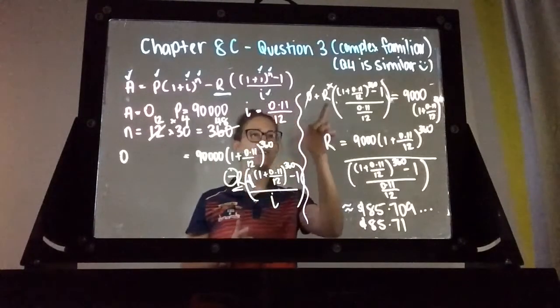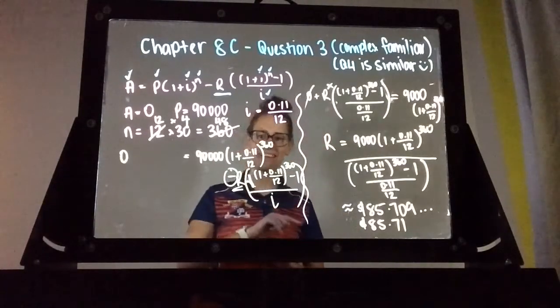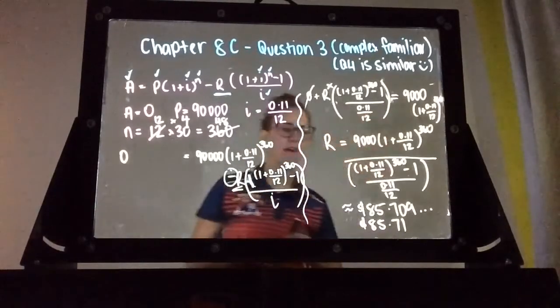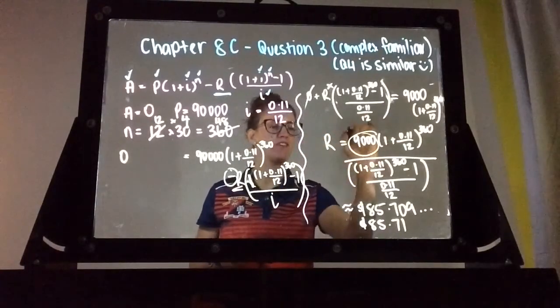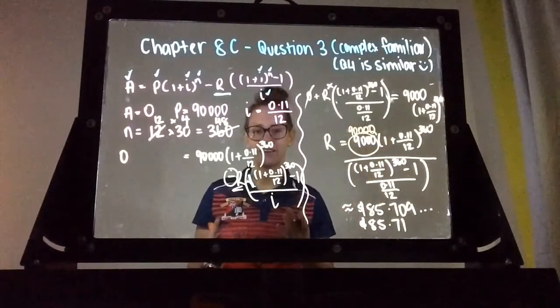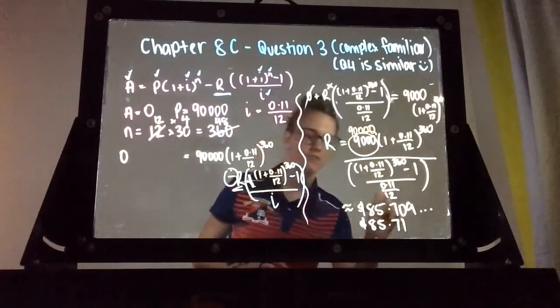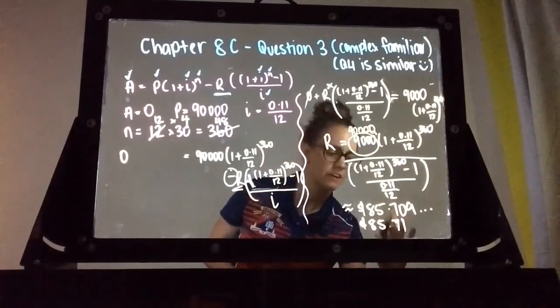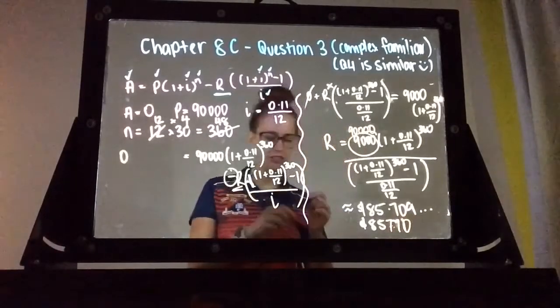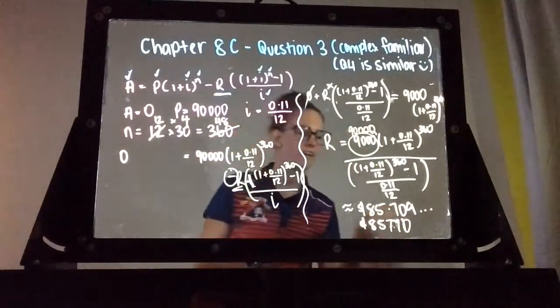Okay guys, what you'll notice in chapter 8c, I've just had to add this onto the end. I got $85.71. I made an error. I put 9,000 here. It should be 90,000. So that was my fault. You've probably entered it into your calculator correctly. So this just changes it to $857.10, which is a lot better and a lot more reasonable for an answer.